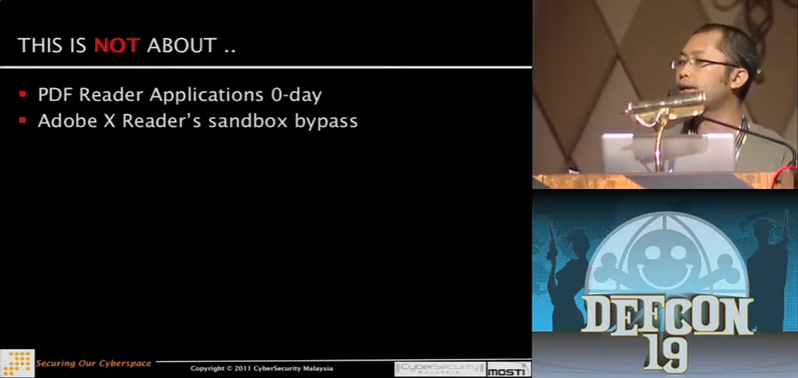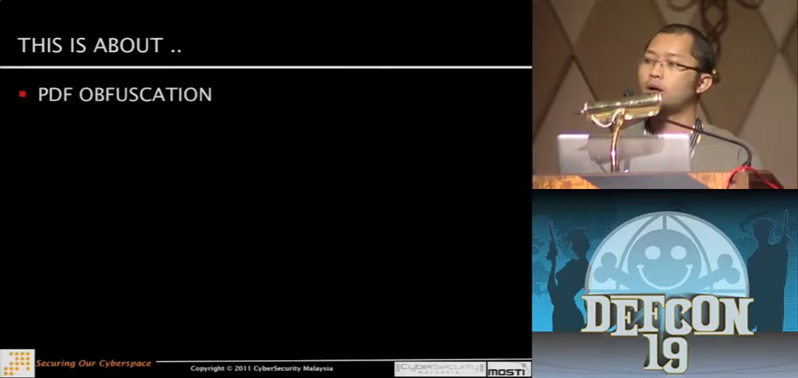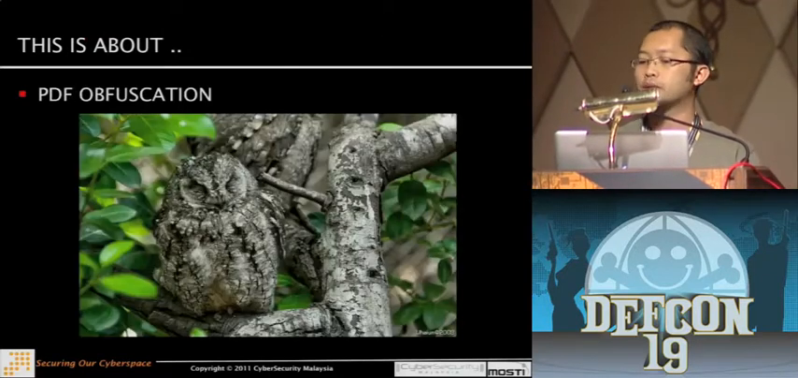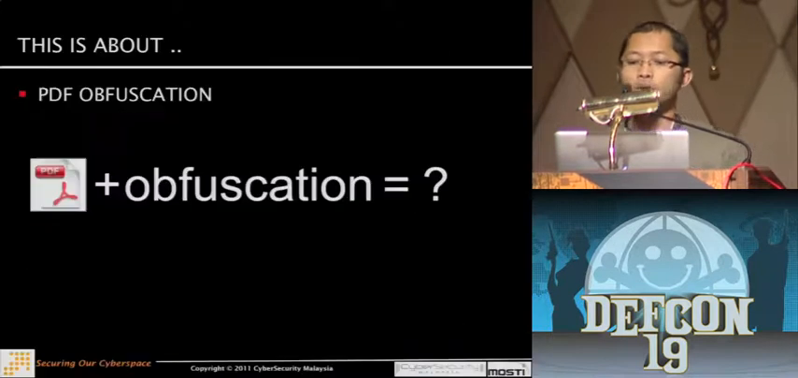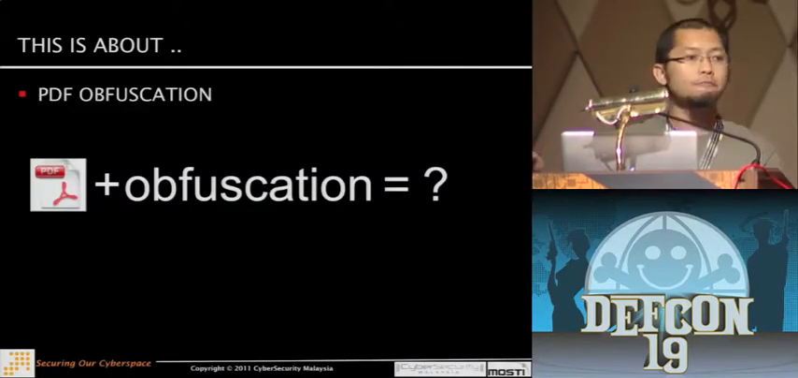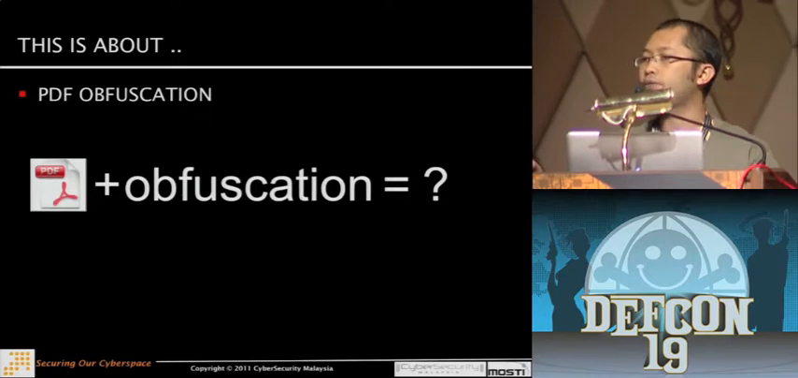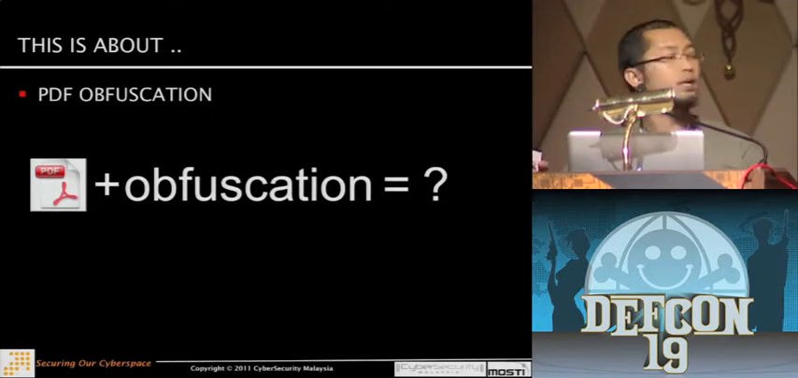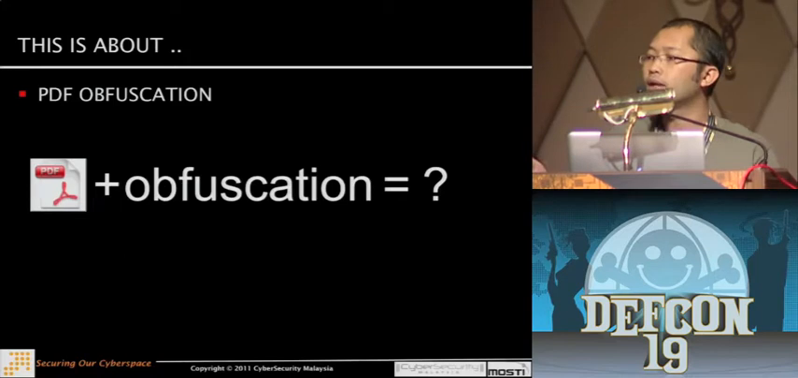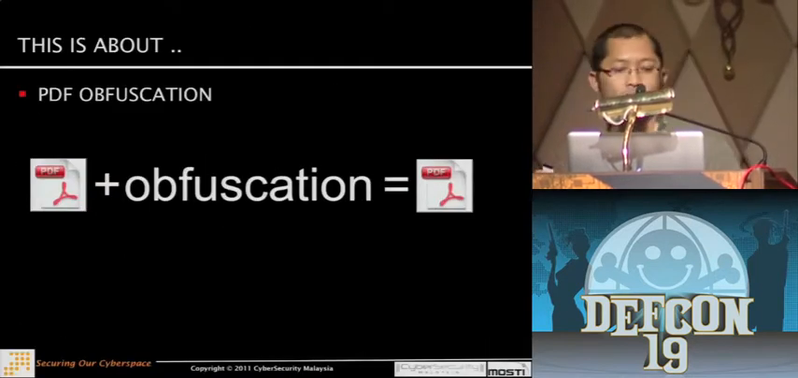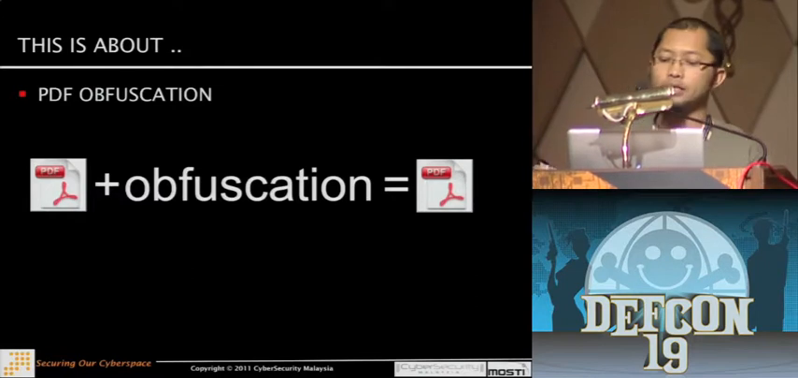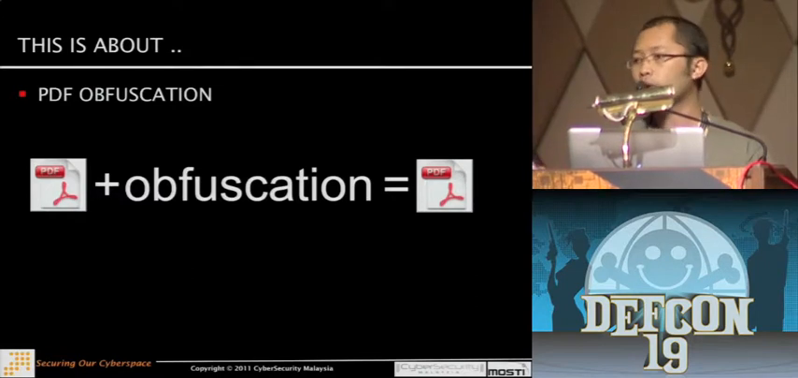Plainly, we're talking about PDF obfuscation, which is pretty much the same image, right? Camouflage or obfuscation, you can put whatever you want. So when you have a PDF plus obfuscation, what do you expect to become? Transformer, maybe? Not really. Of course, you expect it to become a PDF as well. So the topic for today is you have a normal PDF or a PDF that we exploit, and then you want to obfuscate it.